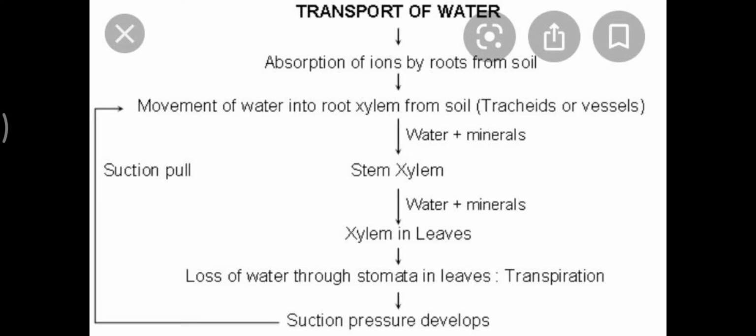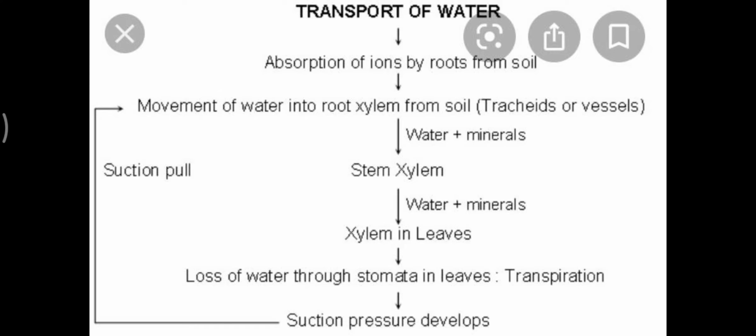The flowchart is given here, and this flowchart gives you a clear idea that from the soil the minerals and water are absorbed by the xylem, that is tracheids and vessels. These minerals and water move from root xylem to stem xylem. From stem xylem they get into the xylem of the leaves. The excess water is lost through stomata, and that is known as transpiration.